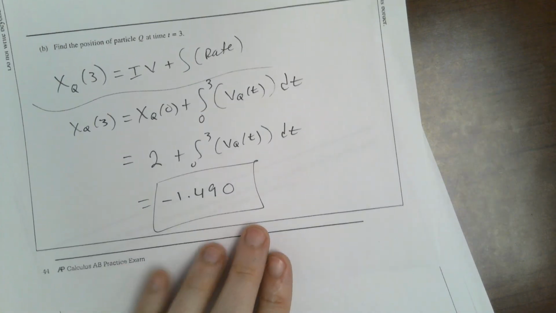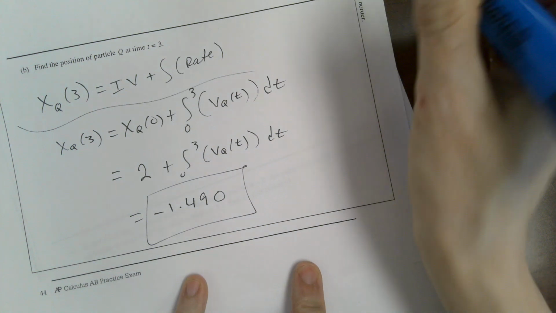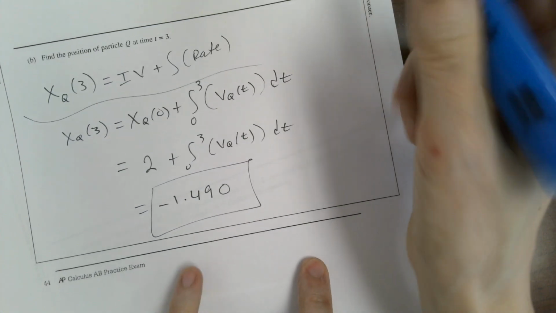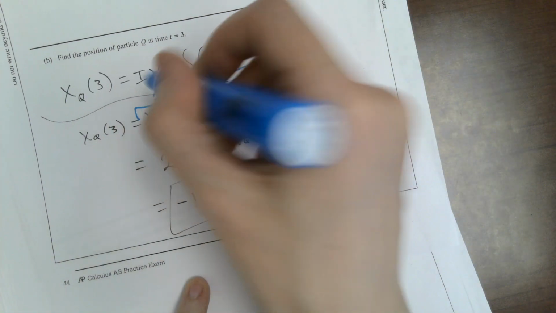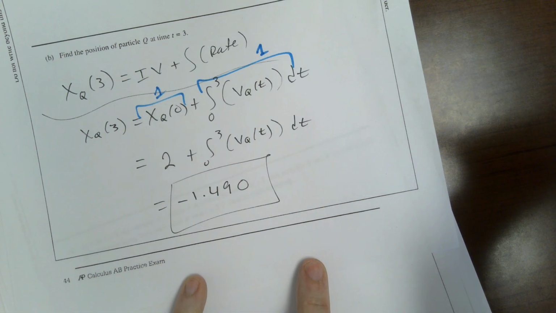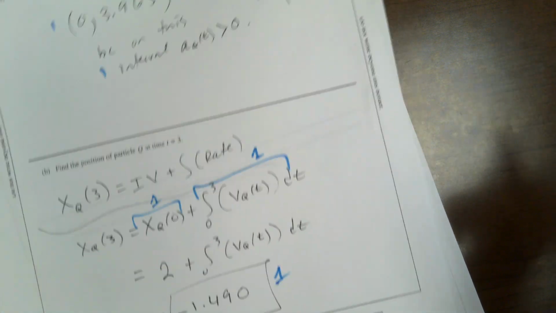So 1 point for the integral and 1 point for using the initial condition and 1 point for the answer. Okay, basically. All right, so there's that.